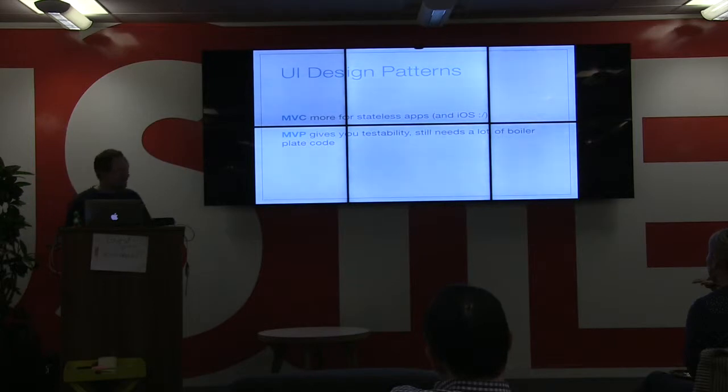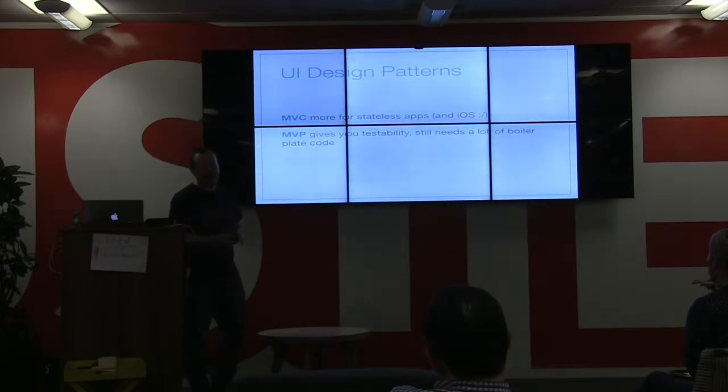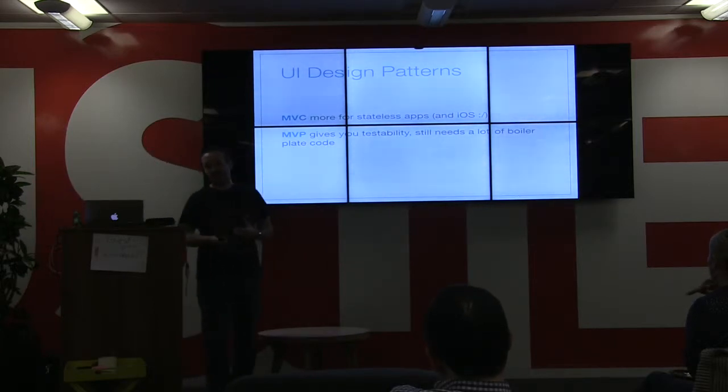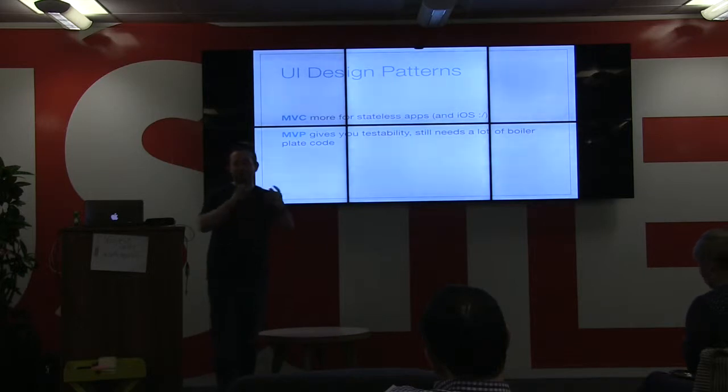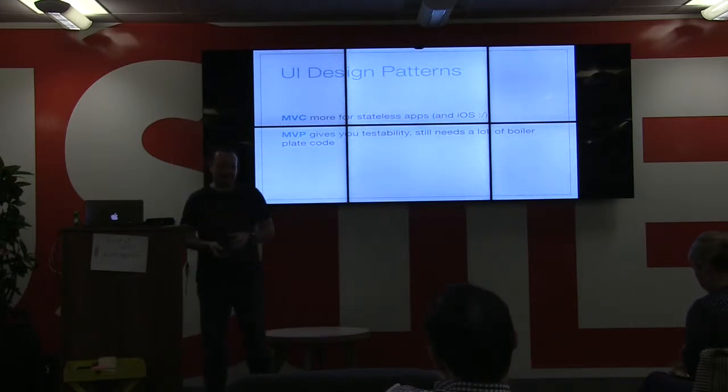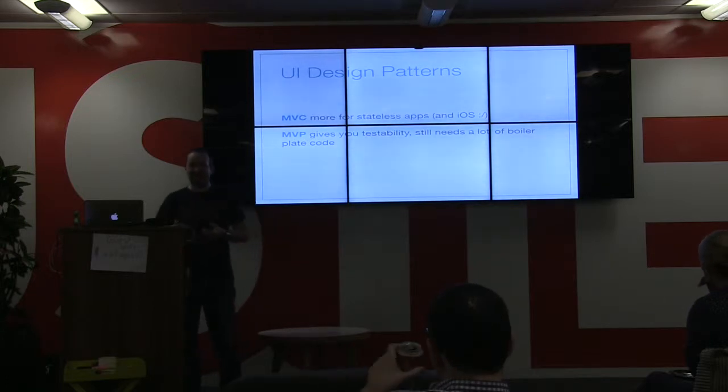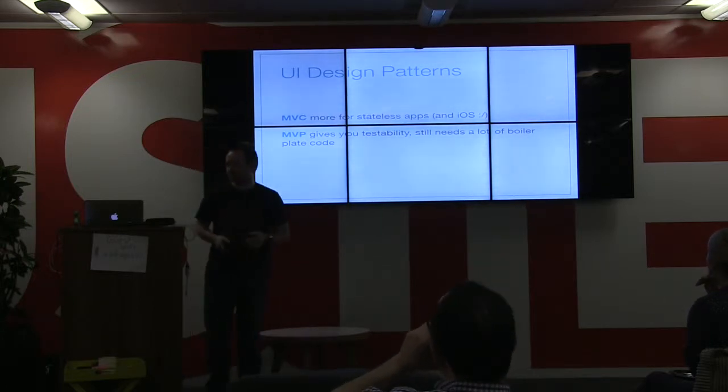MVP, I really like MVP. I think MVP is a great pattern, especially if you're dealing with legacy stuff with Windows Forms. So you basically define an interface for your view, and then you code against that interface. You never talk to the view directly. But you still have to do all that boilerplate code. It still exists. It doesn't get rid of it. So it doesn't really solve our problem.